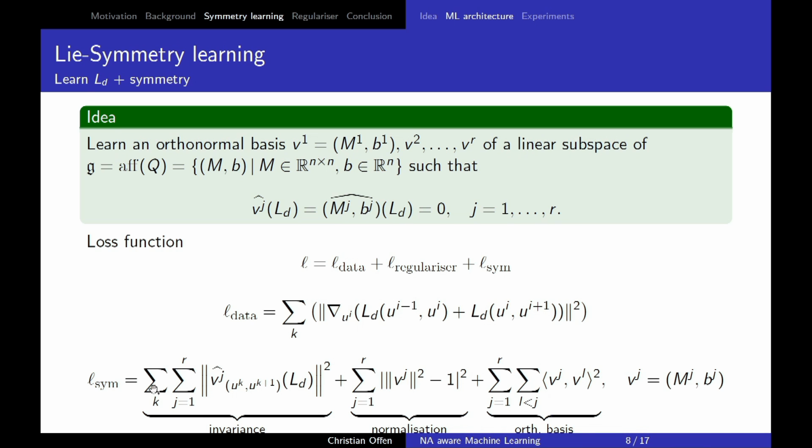So the symmetry parts here measure whether LD is invariant under the V that we need to learn. So the V's are these elements in the Lie algebra, so think of just matrices that correspond to these variational derivatives, and at the same time you're trying to make sure that it's an orthonormal basis that you're learning, so you check normalization and orthogonality. Okay, so you're learning these two things at the same time. You first try to learn a one-dimensional symmetry group, then a two-dimensional symmetry group, and so on and so forth. So this will push the discrete Lagrangian to be symmetric.